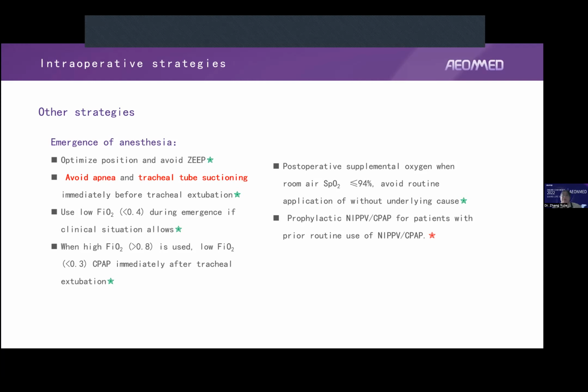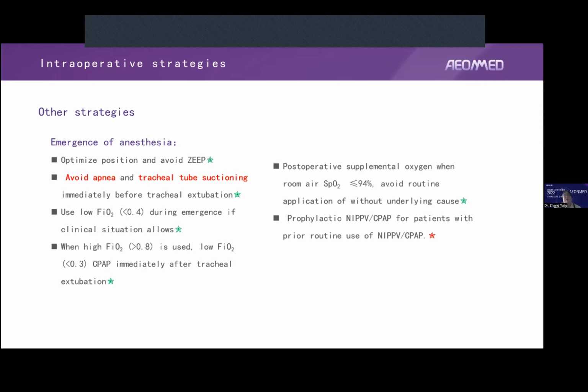And a low fraction of oxygen during emergence was recommended too. If the patient's oxygen saturation can stay above 94% with room air, extra oxygen is not necessary. But if the patient has underlying causes, that means a high risk of hypoxia, the oxygen fraction should be higher than that. And of course, if the patient used CPAP before surgery, I think for precaution, we should use that too after the surgery.